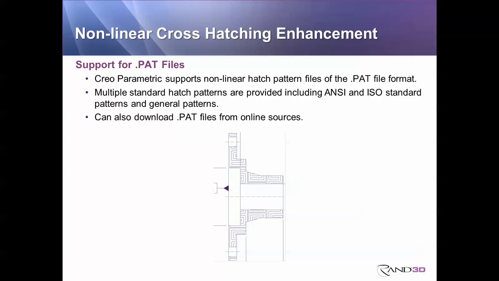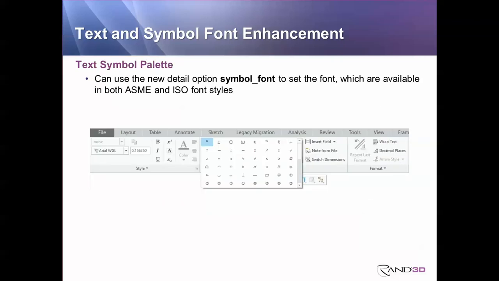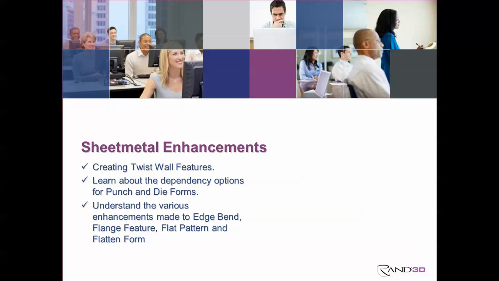Creo supports that nonlinear hatch pattern file that's created through the pattern image file format. And you can download more information about that, of course. There are 2 new fonts that are included as well. And you can use the detail option here, symbol font, to set your font depending on what font style you'd like. Got some options there. With the sheet metal environment, you do have some enhancements.